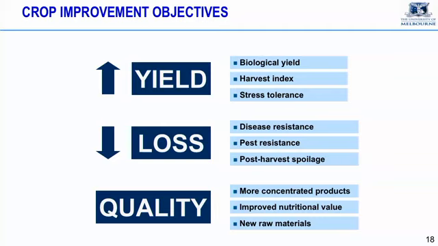Now, how do you store your crop? One, so it doesn't rot, but two, which is major loss, so the insects don't get it. And then thirdly, you want quality, more concentrated products, improved nutritional value, and perhaps new raw materials. So how do you do this?